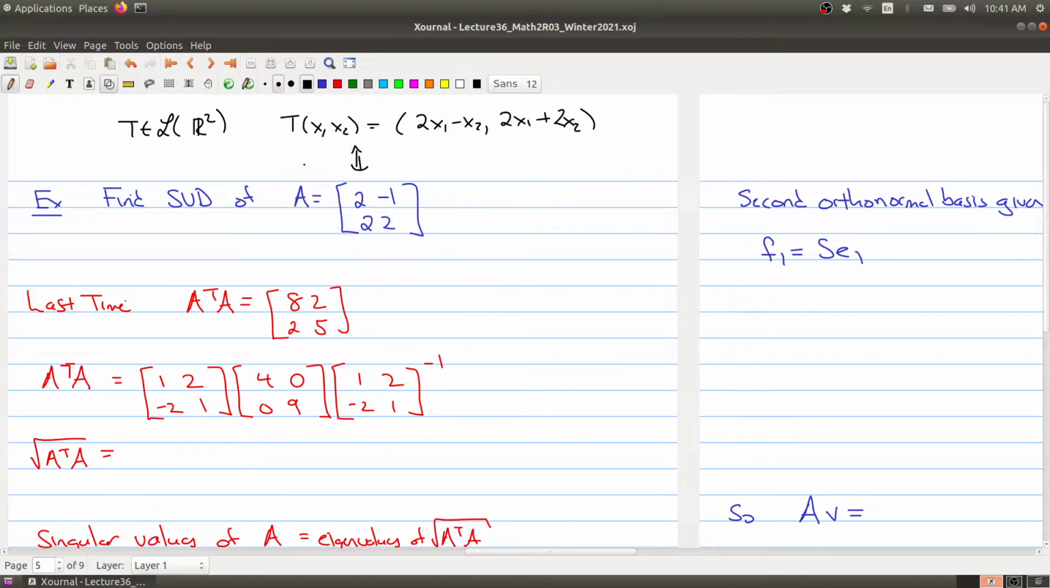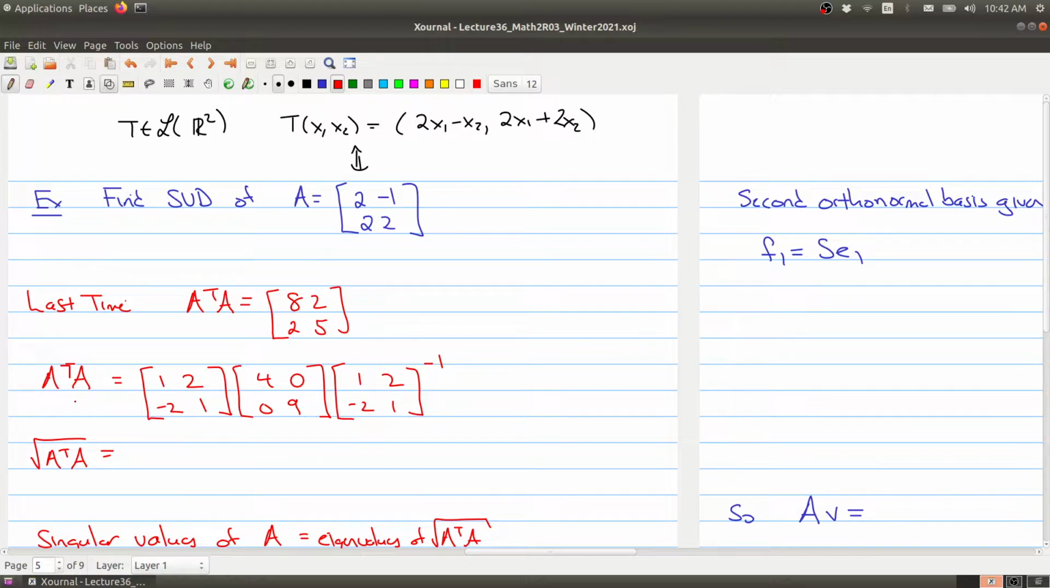What we want to do is find the singular value decomposition of this operator, but we can do everything in terms of the associated matrix. The reason I chose this matrix is that we did a lot of work in the last couple of lectures, planned by me, so we can reuse some of our work. Last time we computed A transpose A, which is this matrix right here, and so you're definitely getting a symmetric matrix.